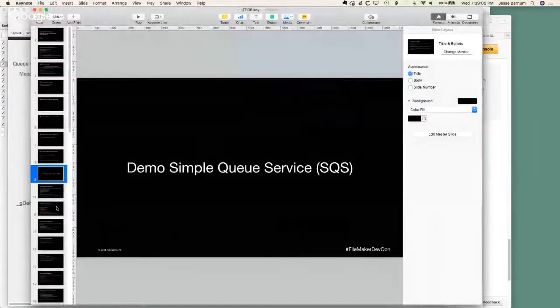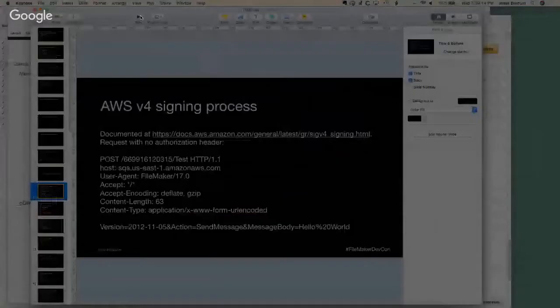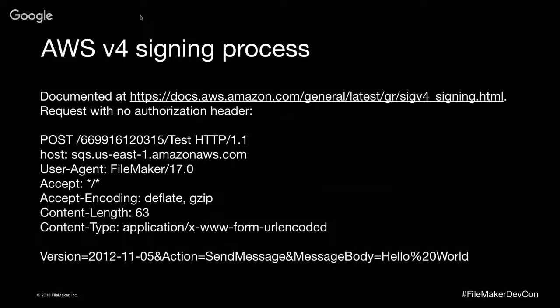So let's give an example of what I just showed you in that script. This is the signing process. For this, I'm going to make this a little bigger, so you can read about how the signing process works at this URL. Amazon gives you step-by-step instructions. They're complicated and lengthy, but they're very well documented, and they give you examples of each step showing you how to sign it.